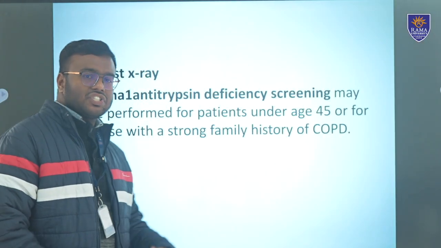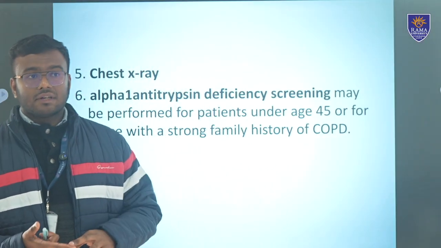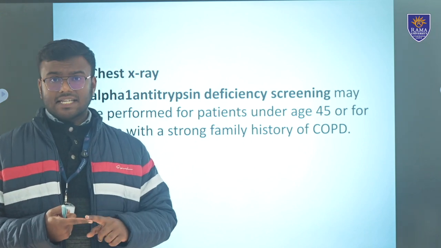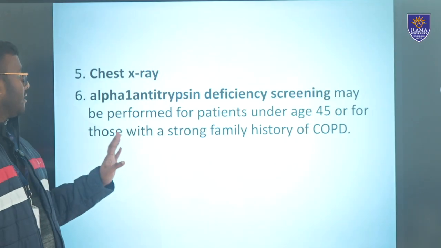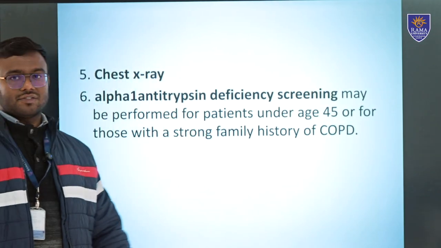And through the chest X-ray, we can get to know about any infection or any abnormalities which are present, lung size. All these things come under our chest X-ray. Now, after the chest X-ray, we have alpha-1 antitrypsin deficiency.